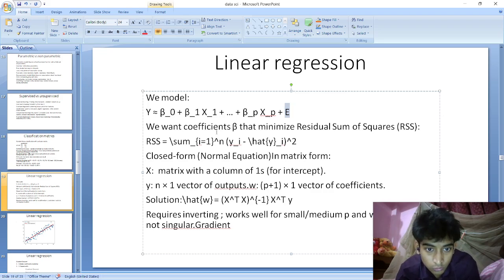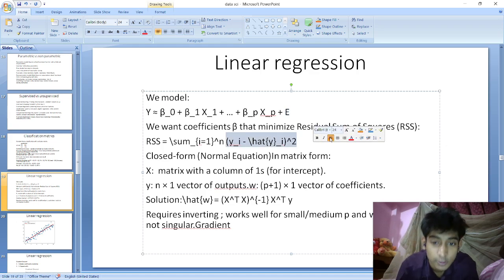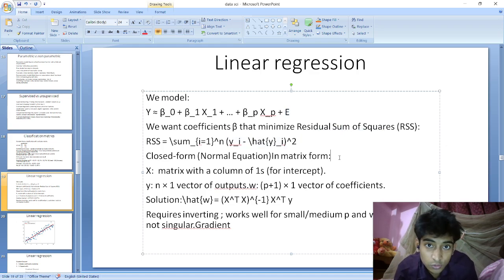Here we want to estimate the coefficients B that minimize the residual sum of squares, right? We want to minimize the residual sum of squares, that is the mean squared error, or the least squares principle. We try to minimize it so that we can get the best coefficients for our linear regression. Here we can either estimate our coefficients using the closed form equation or gradient descent.